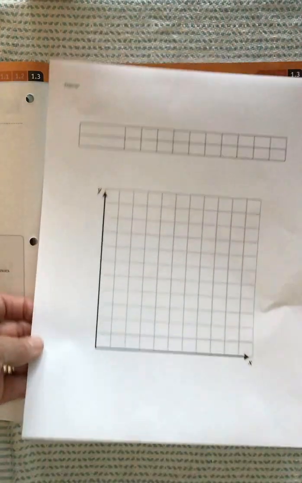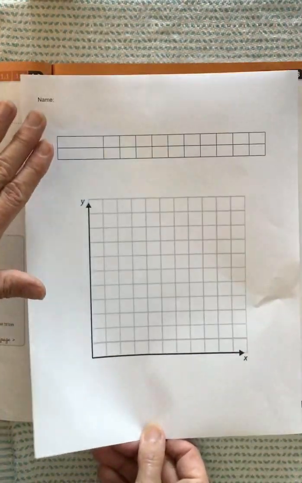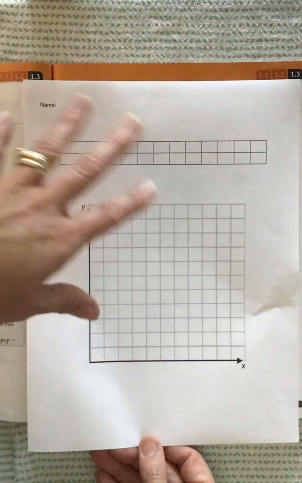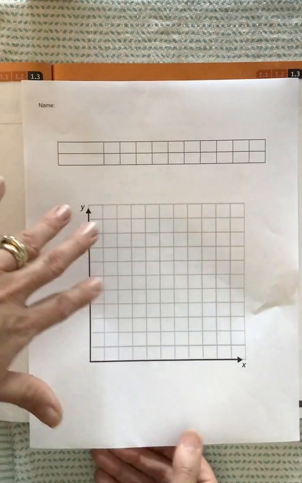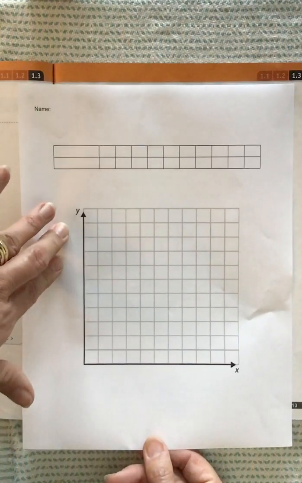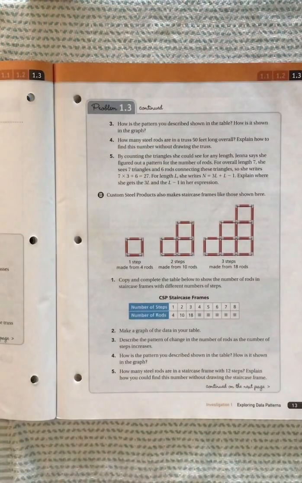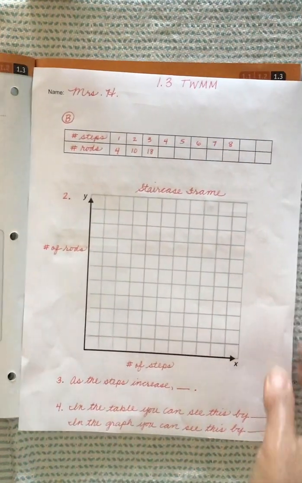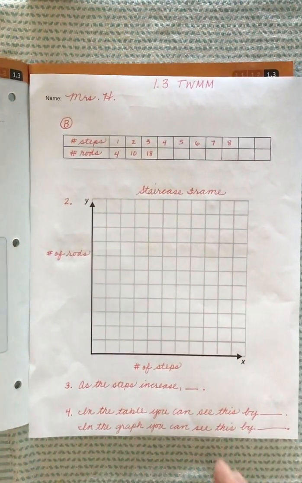The other way to do the assignment is to make a digital copy of this that you can write on and answer all your questions and do your graph on this. And the third way is to print this out and write on it. So I'm going to show you what that would look like. This is where I've used that piece of paper and actually physically written on it, although you could do it electronically.